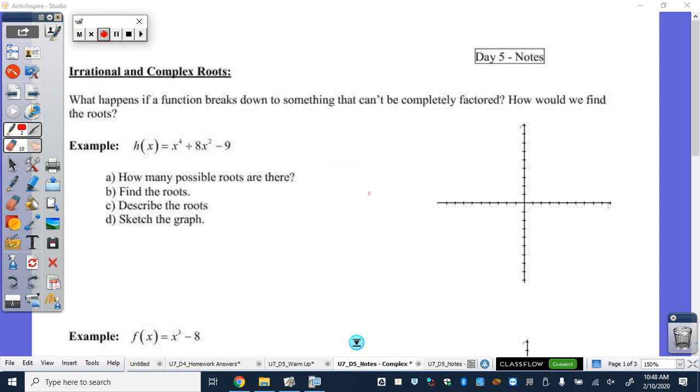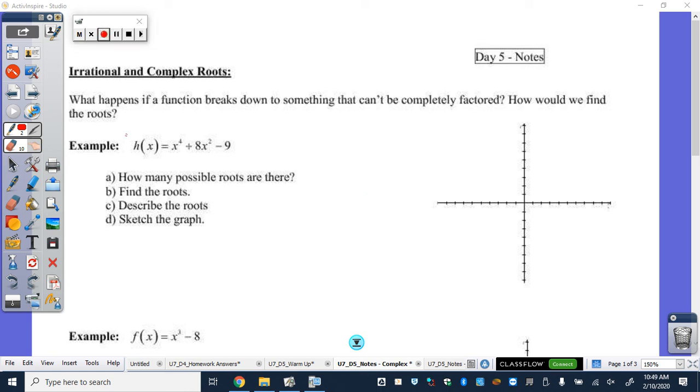All right, so taking a look, we're going to start talking about our other kinds of roots. We talked about real roots last time. Factor them, solve them, you get your real roots, they cross the x-axis. This time we're going to talk about irrational and complex roots, because those are the other kinds of answers we could get for our polynomials.